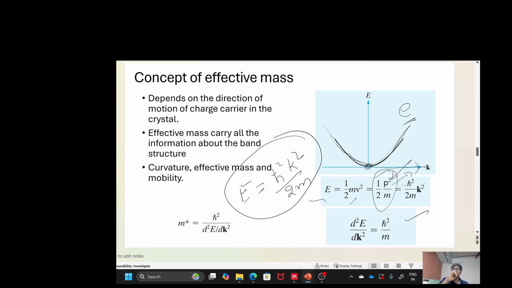If you see this E-k diagram, this curvature carries all the information about the lattice. However this curvature looks, it carries all the information about the lattice, such as the spacing. This is shown in two dimensions, but it is in three dimensions. If there is a perfect crystal which has equal spacing in all directions, it will look like this only.